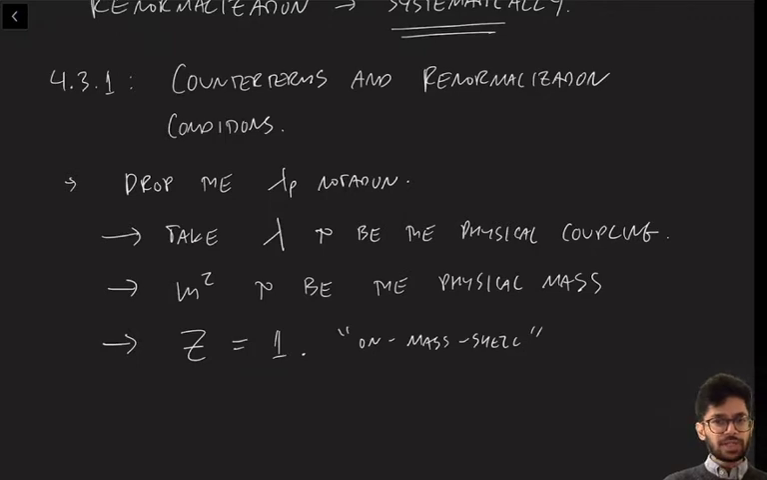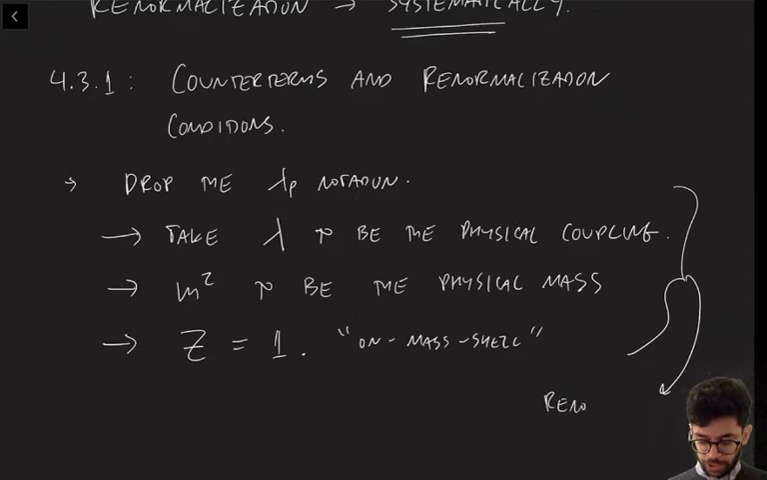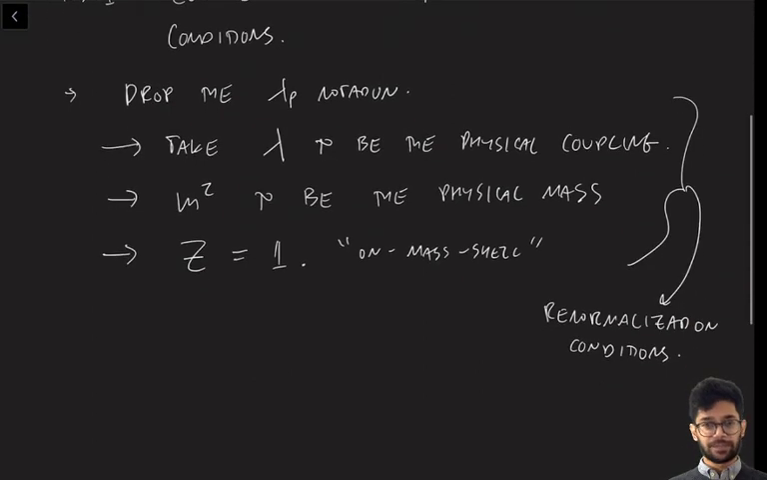Now, what do these things mean? What does it mean for lambda to be the physical coupling? At the moment, it doesn't mean anything. I'm going to have to put meaning to these. I have to give these a mathematical meaning by using what are called renormalization conditions. Okay, and I will explain what those are in a second. But for now, if you don't understand quite what these mean, that's okay. I'll explain in a minute.